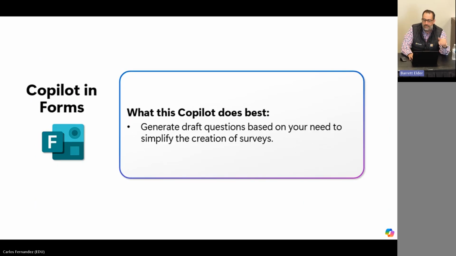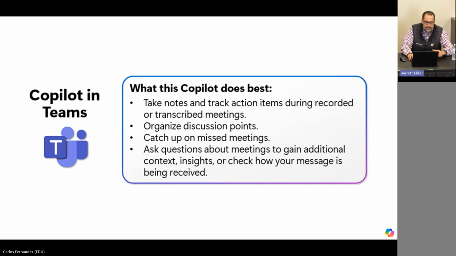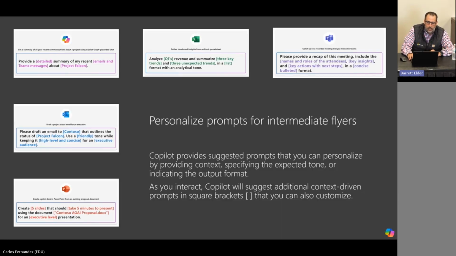Here's a great place to start, right? Copilot in Forms, if you're creating a quick survey, you say, I want to create a survey for these people about X, Y, and Z. Bam, it'll create it for you. Maybe I might edit one or two things, but it saved me a ton of time. Copilot in Outlook, in Excel, in Teams, in Loop. We're going to talk about Loop later today, which is really, really neat.